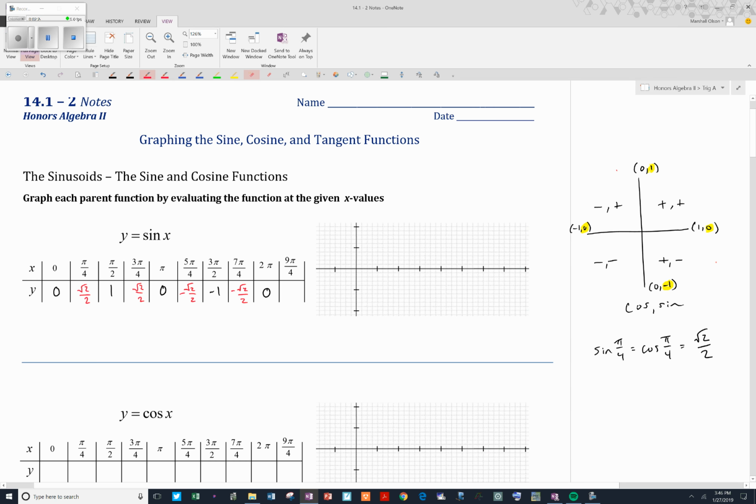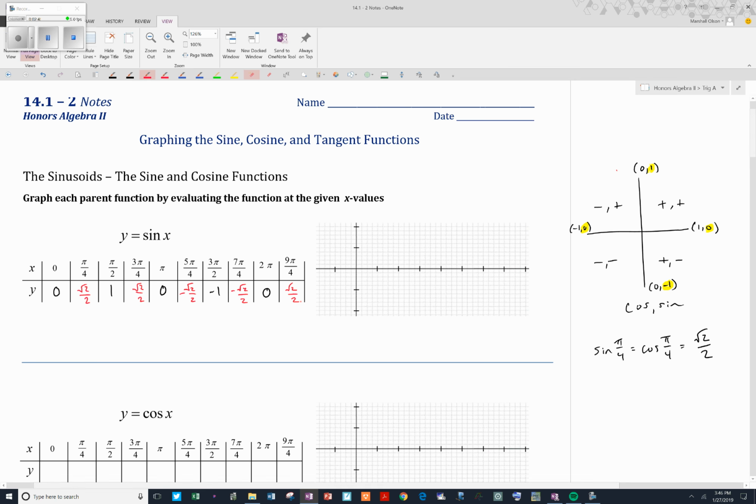Okay, all of these have a reference angle of pi over 4, which is why we have the square root of 2 over 2 as our value, and then the positives and negatives just change as we go. The 9 pi over 4, well, if you think about where that is, that's just pi over 4 again. So I just repeated those first two values just to show that those values continue to repeat.